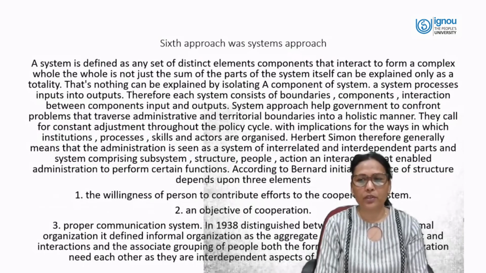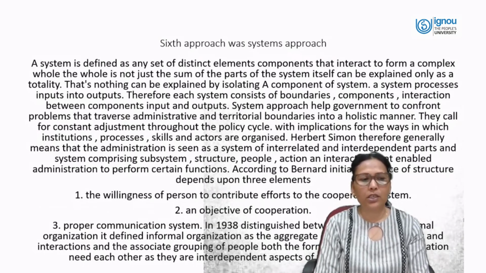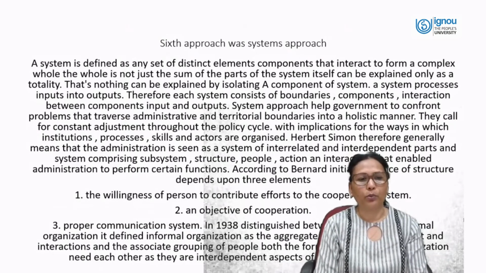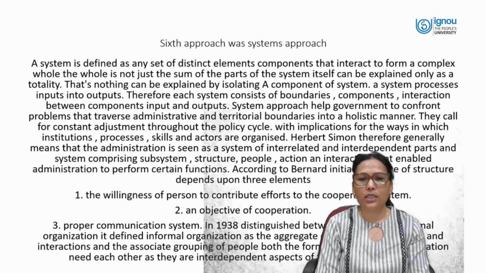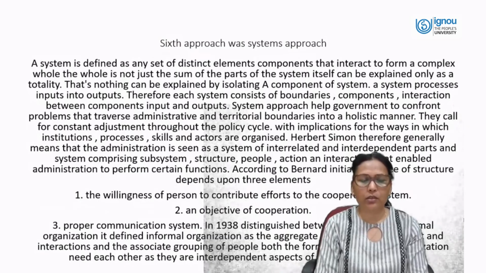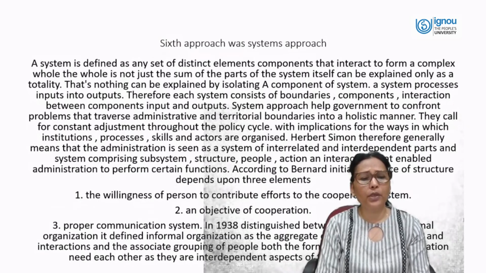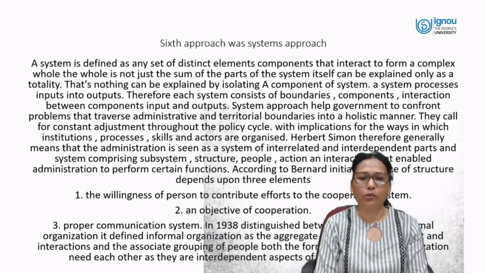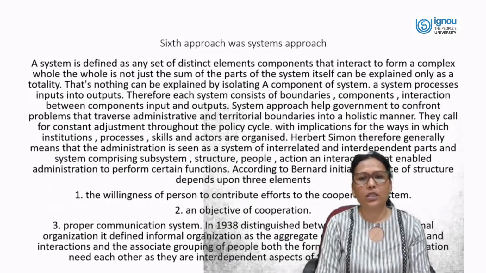a component of the system. A system processes inputs into outputs. Therefore, each system consists of boundaries, components, interactions between components, inputs and outputs. That was the system approach.